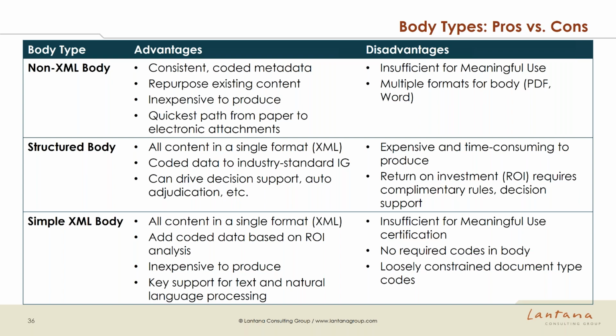Simple XML body is, again, this third proposed type. It has that same advantage as before, where all the content is a single format, CDA XML, but you only need to add coded data based on your ROI analysis. This means that it's also inexpensive to produce, much like the non-XML body, and contains text that could later be, for instance, processed using natural language processing, NLP as it's known, to pull out information that could potentially be processed. And again, it is all human readable there.